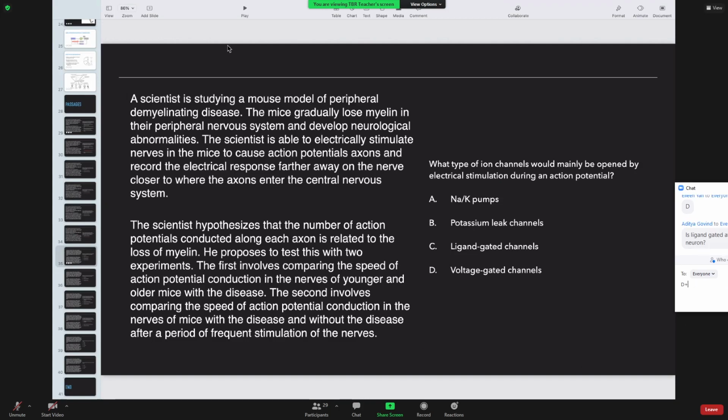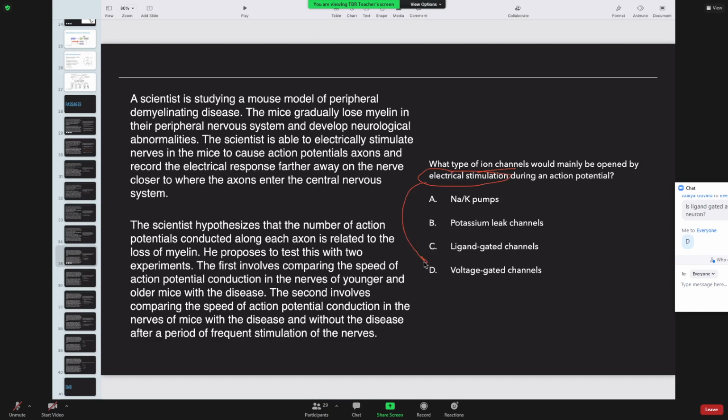So what type of ion channel would mainly be opened by electrical stimulation during action potential? For this question, you actually don't need to read the passage at all. So what ion channel is opened by electrical stimulation? Electrical stimulation opens voltage gated channels.